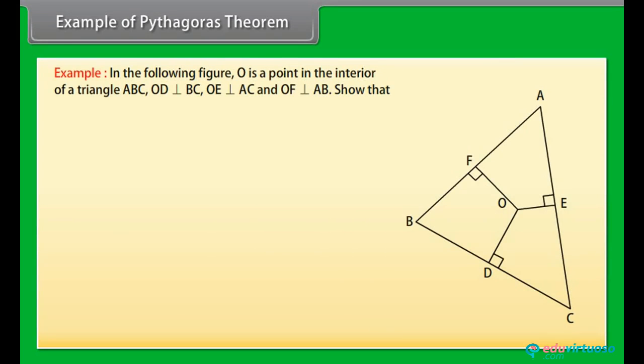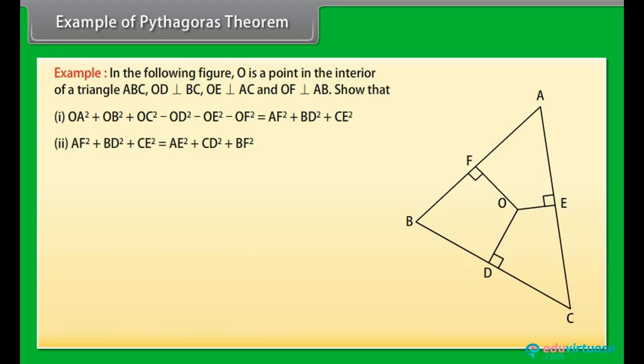Example of Pythagoras theorem. In the following figure, O is a point in the interior of a triangle ABC. OD is perpendicular to BC, OE is perpendicular to AC, and OF is perpendicular to AB. Show that 1. OA square plus OB square plus OC square minus OD square minus OE square minus OF square equals AF square plus BD square plus CE square. 2. AF square plus BD square plus CE square equals AE square plus CD square plus BF square.